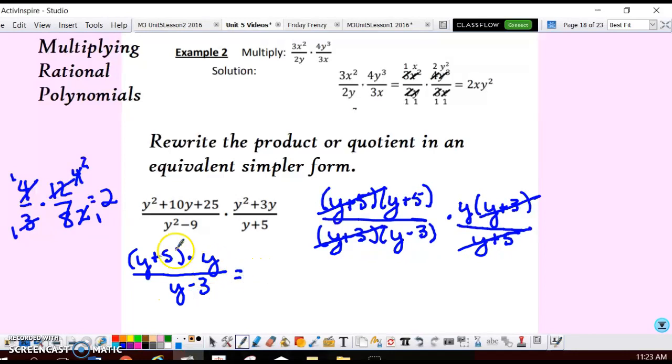Now, there is no simplifying. This shows me that, so you can leave it like that. You could multiply the numerator back out to get y squared plus 5y all over y minus 3. But either one will work.